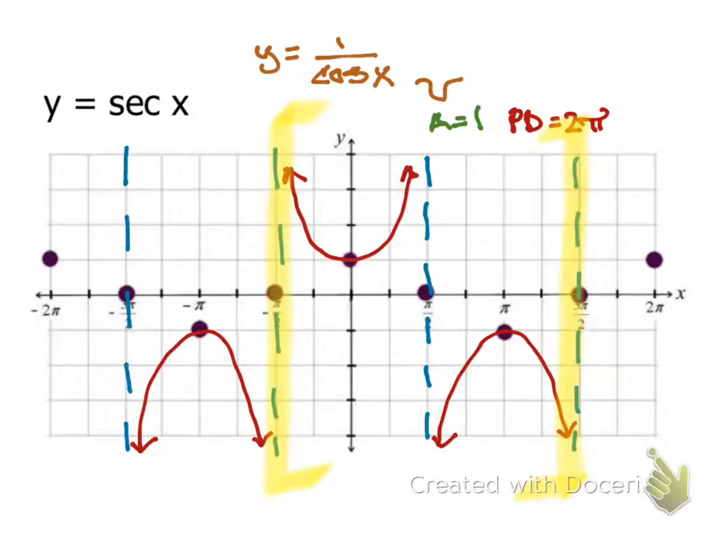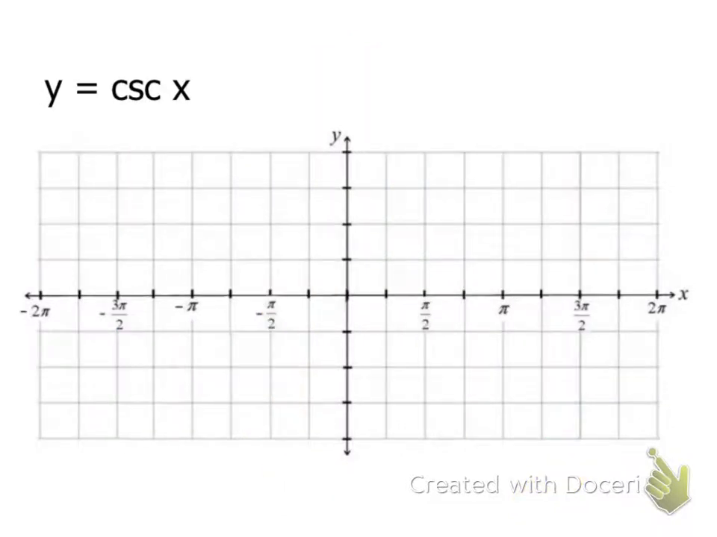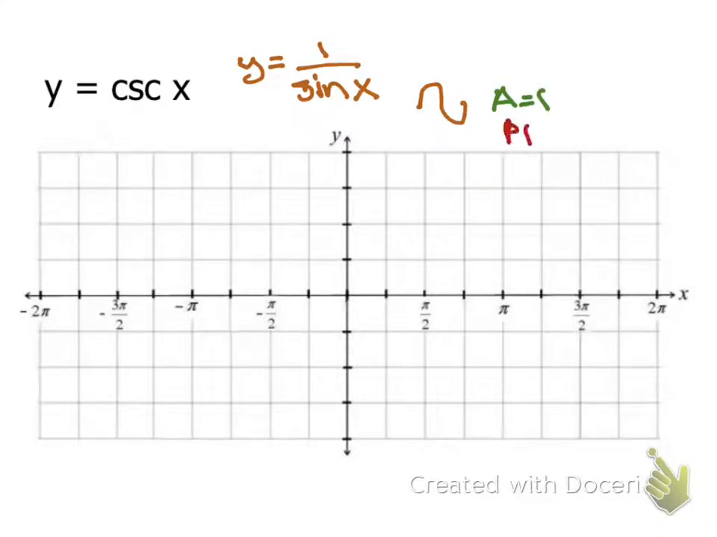Let's look at cosecant. We're going to do the same type of thing for cosecant, and remember that this would be y equals 1 over the sine of x. Thinking about sine, sine goes from 0 and it goes up first. The amplitude is 1 and the period is 2 pi.